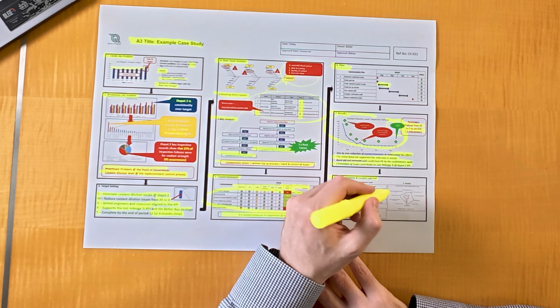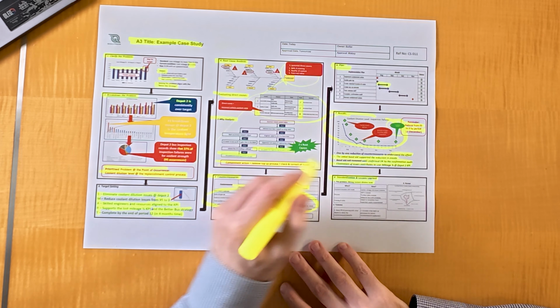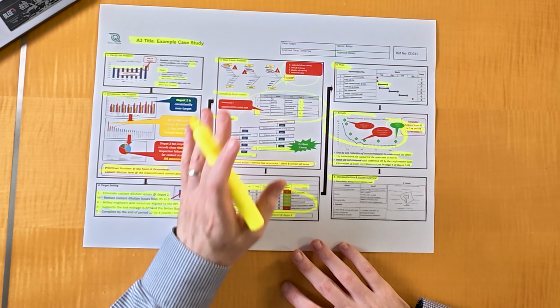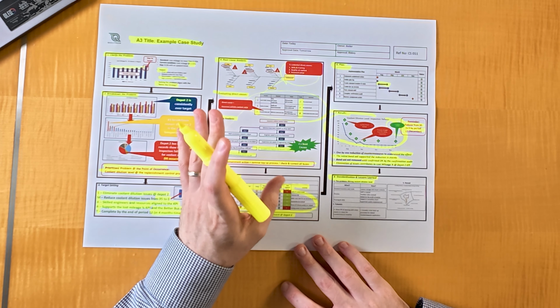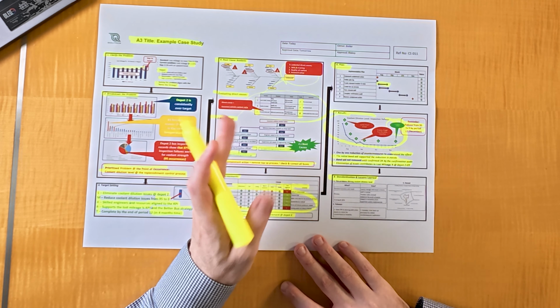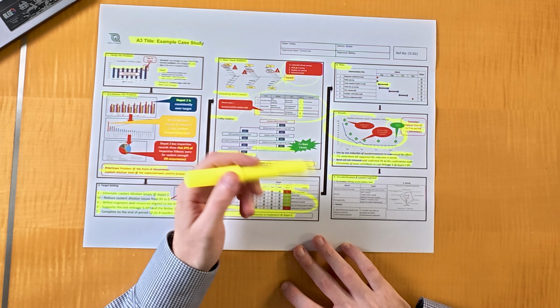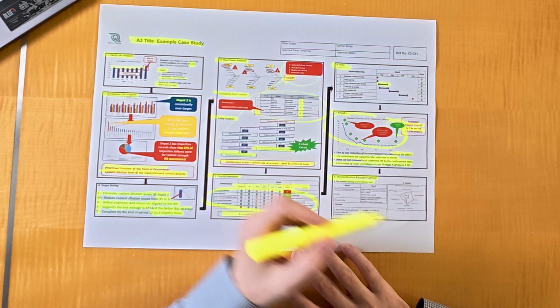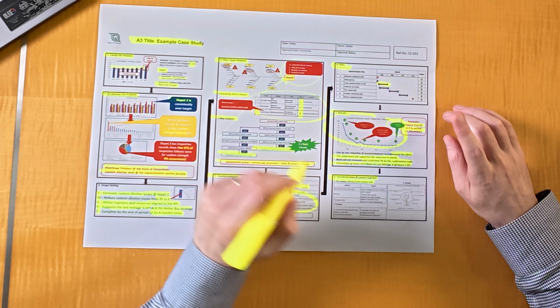We want to make sure that we've standardised all the improvements that have fixed this problem. Otherwise, they will just slip back. We've standardised them, we've made them part of daily management and the daily work. And then we want to do 2 other things.